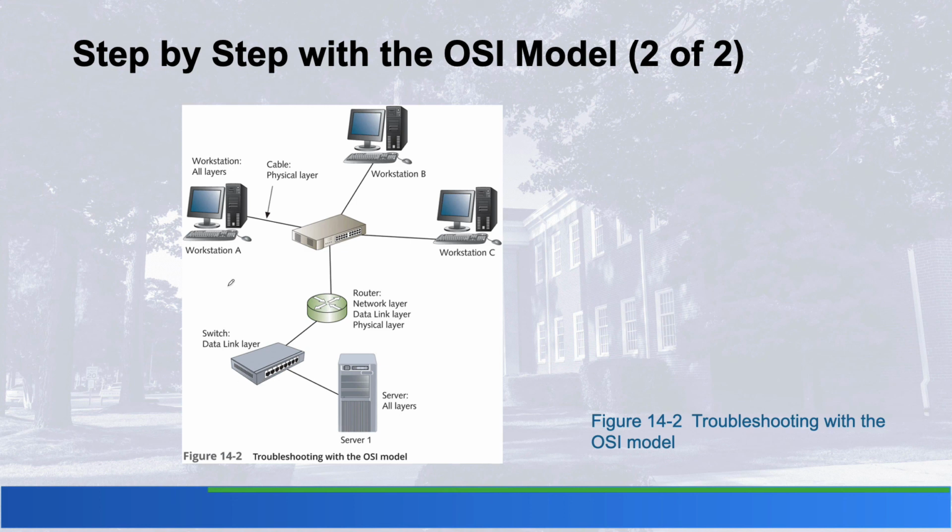So here's an example of knowing which layer each device is part of. The workstation would be all layers. The cable would be this physical layer. This switch would be layer 2, or the data link layer. The router would be the network layer, the data link layer, and the physical layer. Right. So we look at all these devices and we use the OSI model to order our steps in our solution.